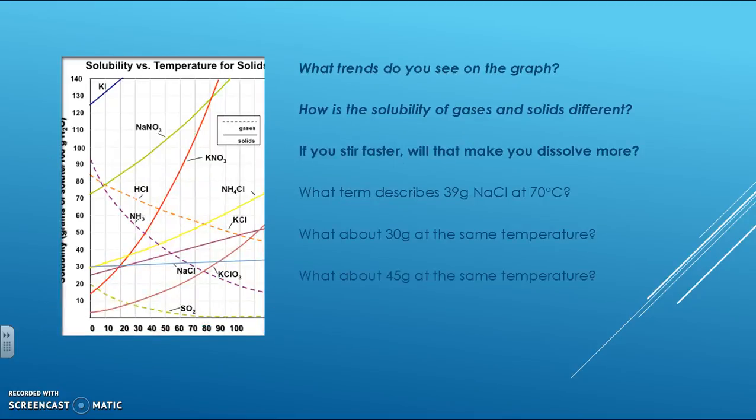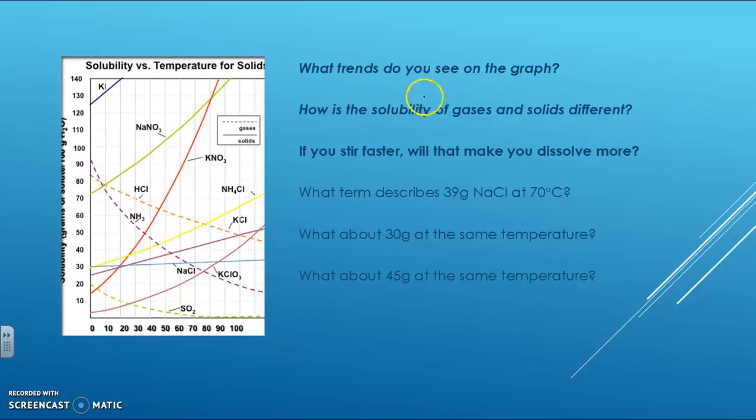Okay, so let's look over the solubility curve, and we notice that it's got tons of lines. There's solid lines, there's dashed lines, they're all over the place, right? And it says solubility in grams of solvent for 100 grams of water. So what are the trends that we see on the graph here? When you're looking at this, what do you see that's a trend?